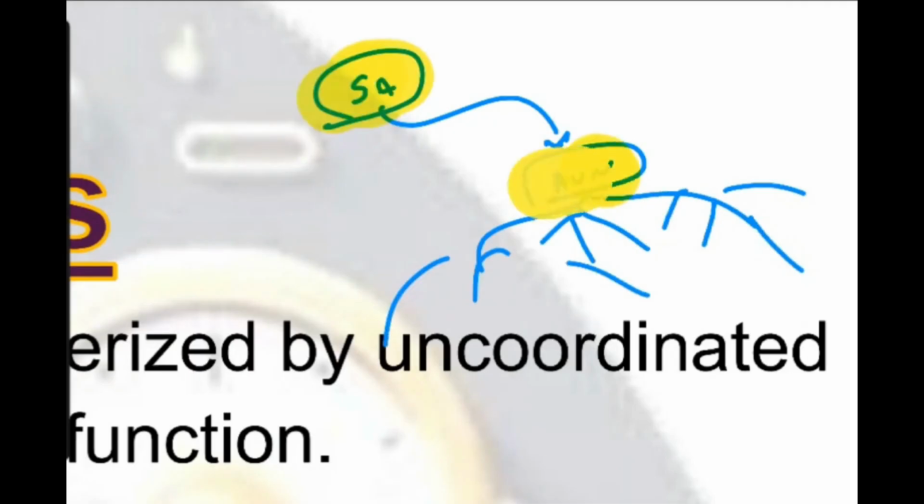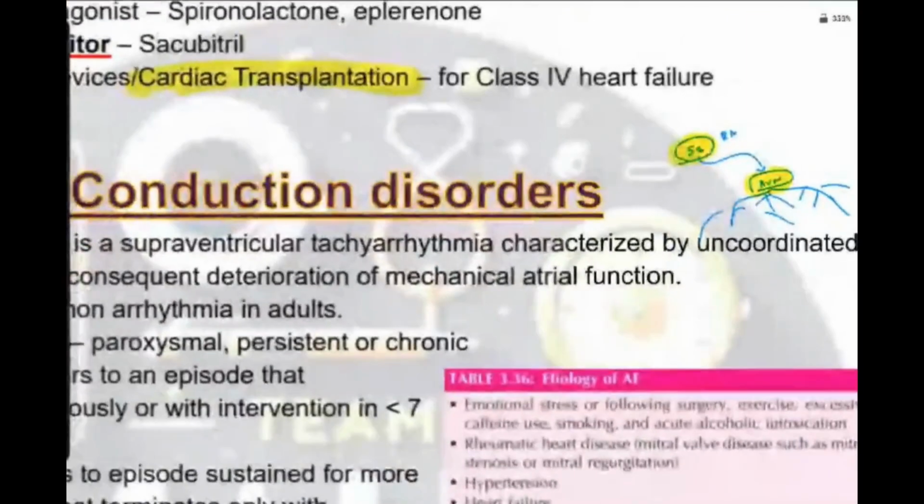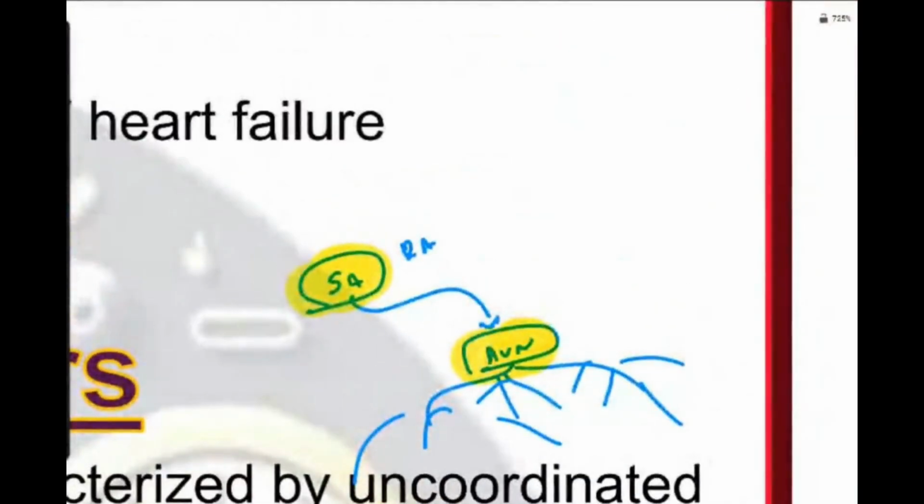From the SA node, it goes into the AV node. Where is the SA node? Right atrium. Where is the AV node? Near the junction. Okay. Near the junction, the AV node is there. Now, in conduction disorders, either the SA node is affected. It is called the pacemaker. Pacemaker means it will discharge rapidly. The rate of firing of the SA node is almost around 100 to 200 beats. So that is the rate of firing. That is why it is known as the pacemaker.